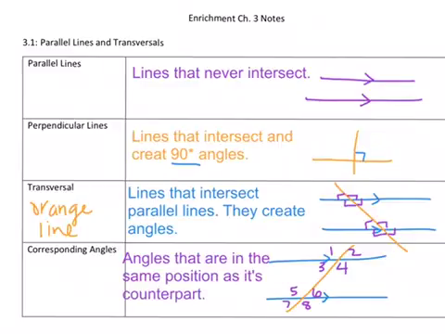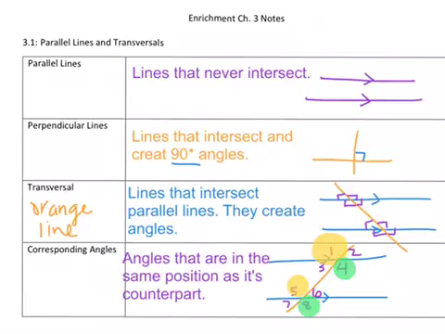What I mean by that is if I'm trying to find my corresponding angles here, we can have a corresponding angle for everything, but one corresponding pair would be numbers 1 and 5, because they're both at the top left. Another pair of corresponding angles would be 4 and 8, because they're at the bottom right of that table. So corresponding means they're in the same position as their counterpart.